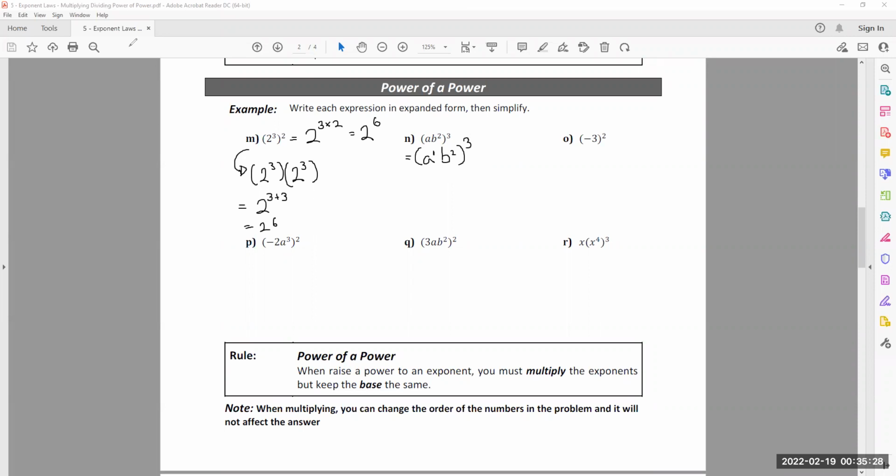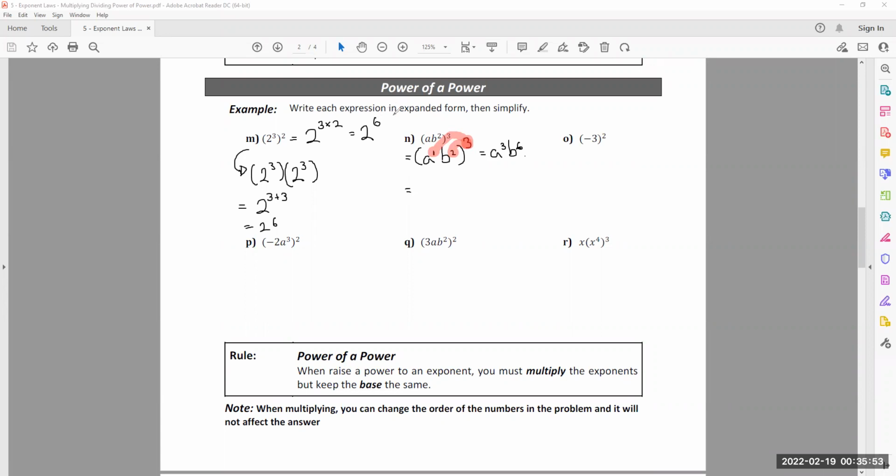I know that the 3 is going to multiply with everything inside the bracket, which means 3 multiplies with 1, and the 3 multiplies with the 2, giving you a to the power of 3 and b to the power of 6. But why? Once again, here's the proof.